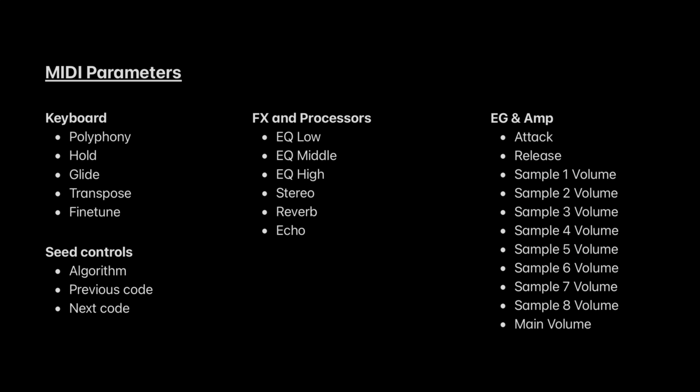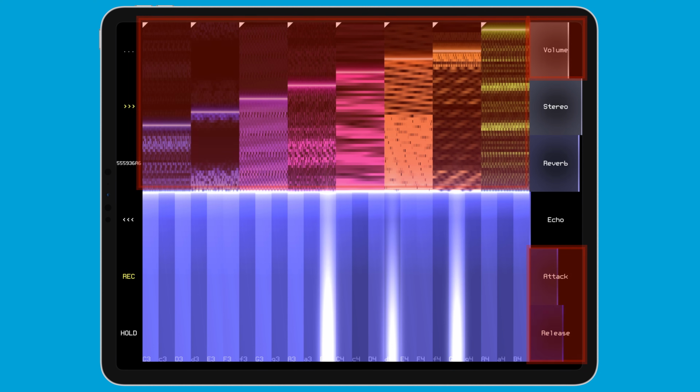Now, if we have a look at the rest of the MIDI parameters here, a lot of them are available on the main UI. For instance, everything inside EG and amp is already there on the main UI. Also, inside effects and processing, we got stereo, reverb, and echo over here. And when it comes to the C controls, well, they're all over here. However, when we get to keyboard, only one of them is actually available on the UI, and that is hold.